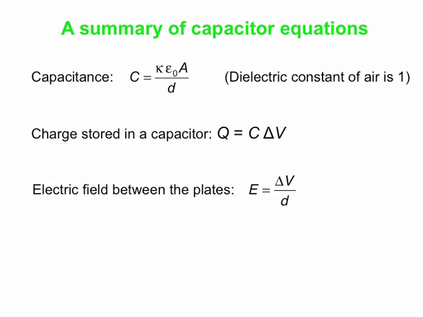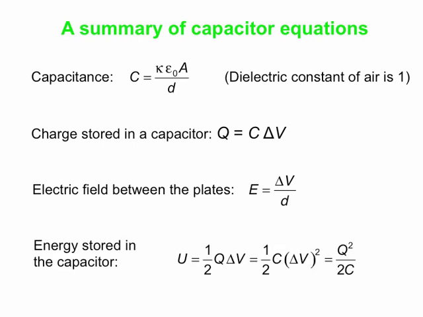Okay, then we've got electric field. Electric field between the plates is delta V over D. This is just magnitude. Again, that field we assume is uniform, and it points from the positive plate to the negative plate. And then we've got our energy equations, 3 equivalent forms of the energy equation. So the energy stored in the capacitor is 1/2 Q delta V, or 1/2 C delta V squared, or Q squared over 2C.